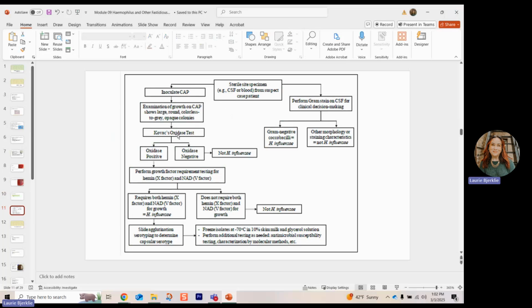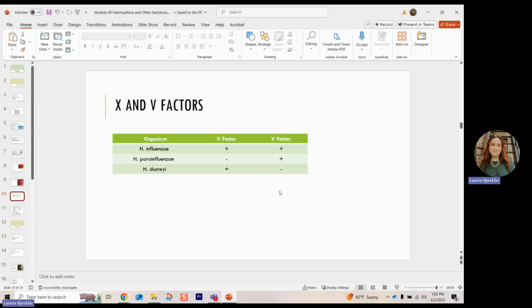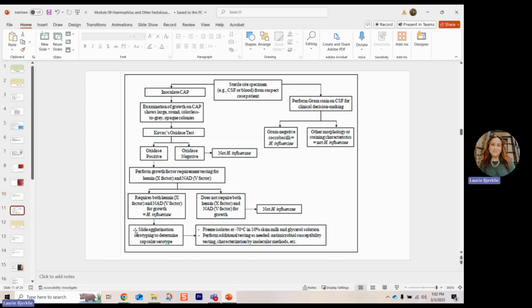If it's a Gram-negative rod, you oxidase test it. If it's oxidase positive and it's only growing on chocolate agar and not growing on the others, then you're like, ooh, it might be Haemophilus. Let's do X and V factor testing. So then you can look at how it responded to the X and V factor, to separate and determine which one of these it is. So that's the classic old school way of working up a Haemophilus.